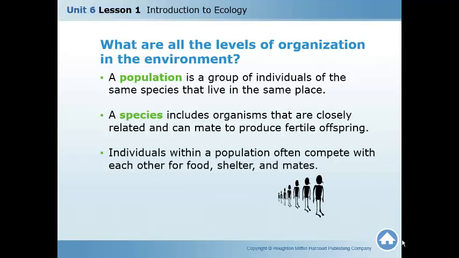Individuals within a population often compete with each other for food, shelter, and mates. So think of a population. We start at one, an individual. Let's say one squirrel in Columbia City. And now we are going to the next level. Now we have a population of squirrels. They're all the same species, they're all living in the same area, and they're all competing for food, shelter, and mates. That's a population.